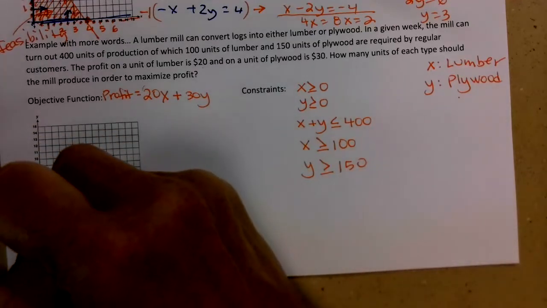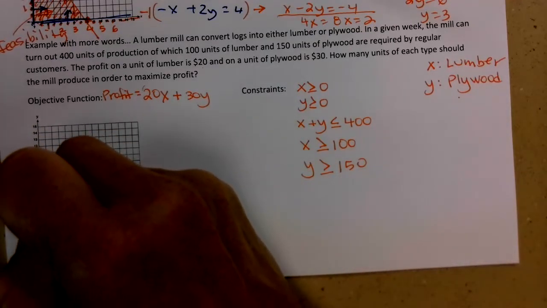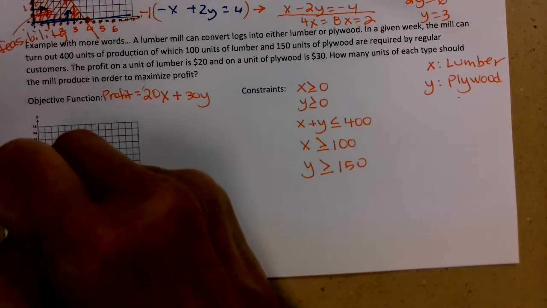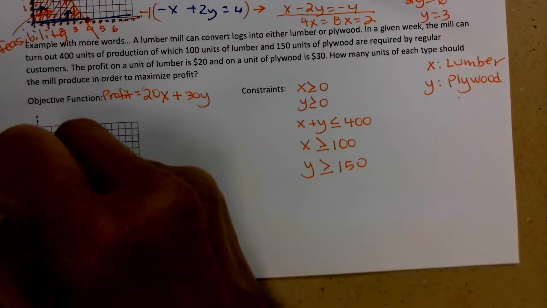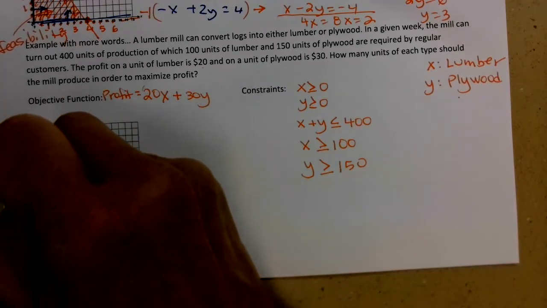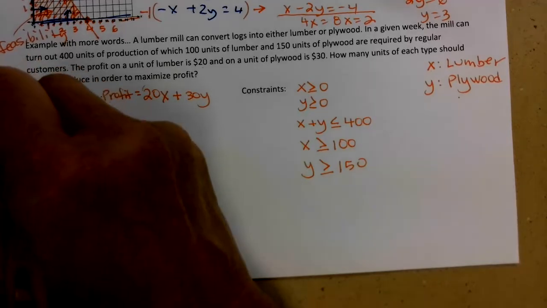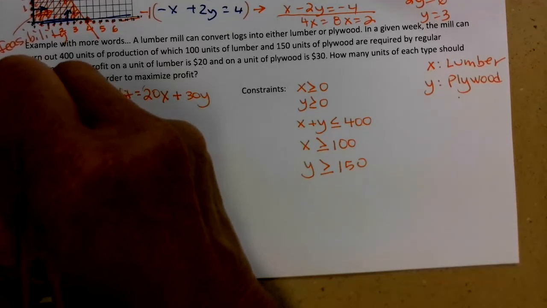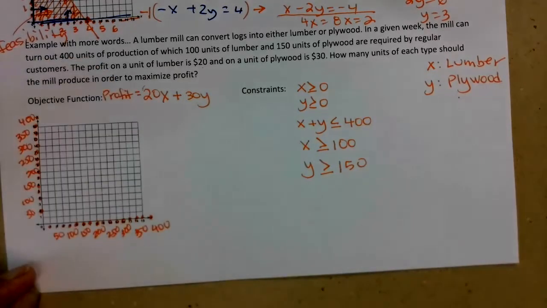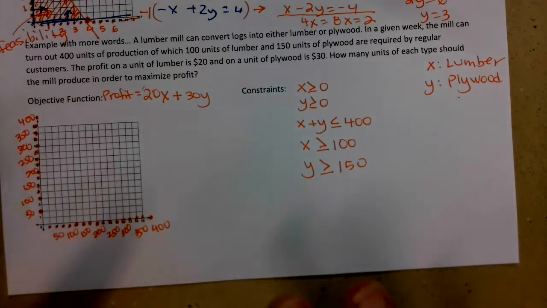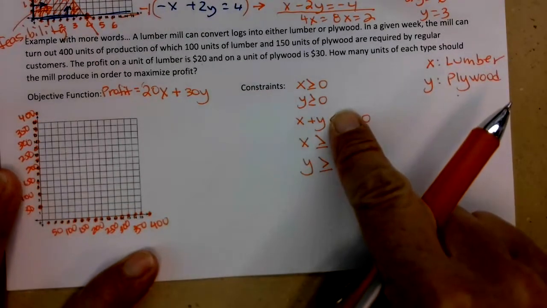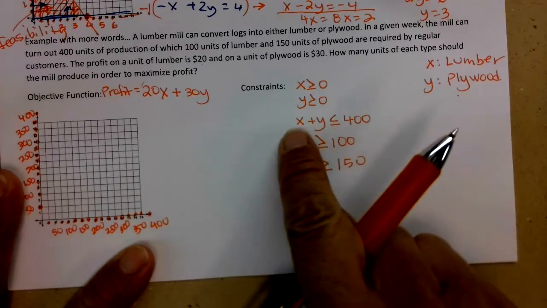Okay, so then 50, 100, 150, 200, 250, 300, 350, 400. Okay, so I'm in quadrant one. X's and Y's are positive. Now let's do this next one.